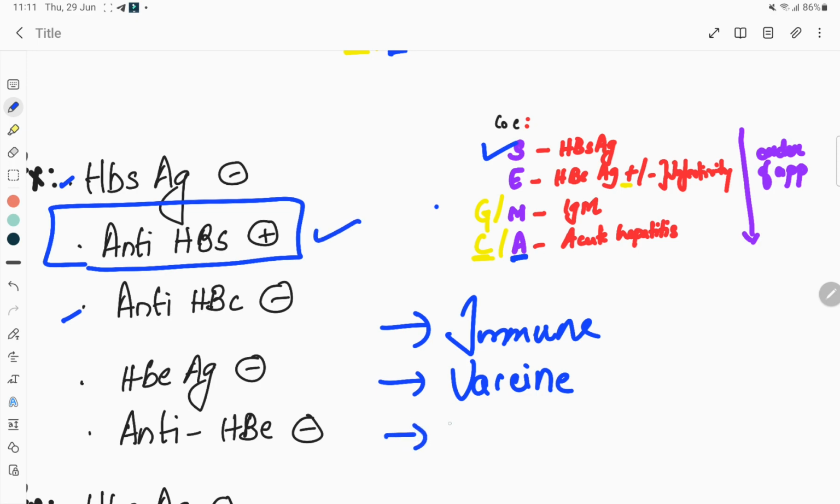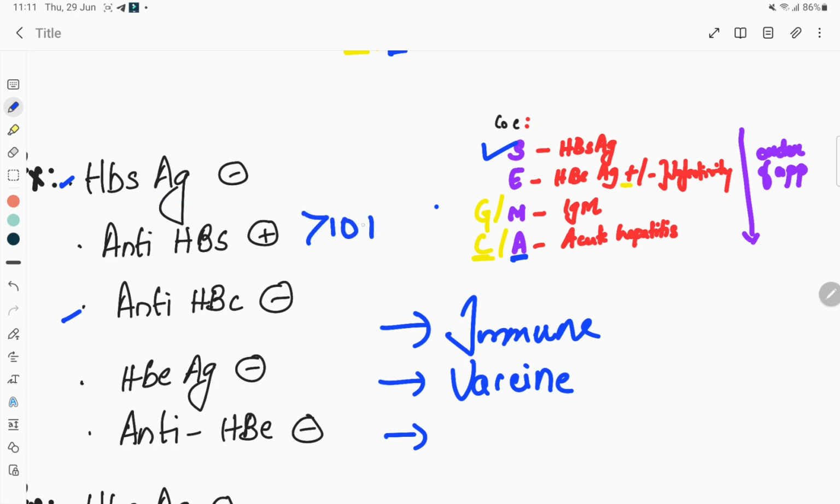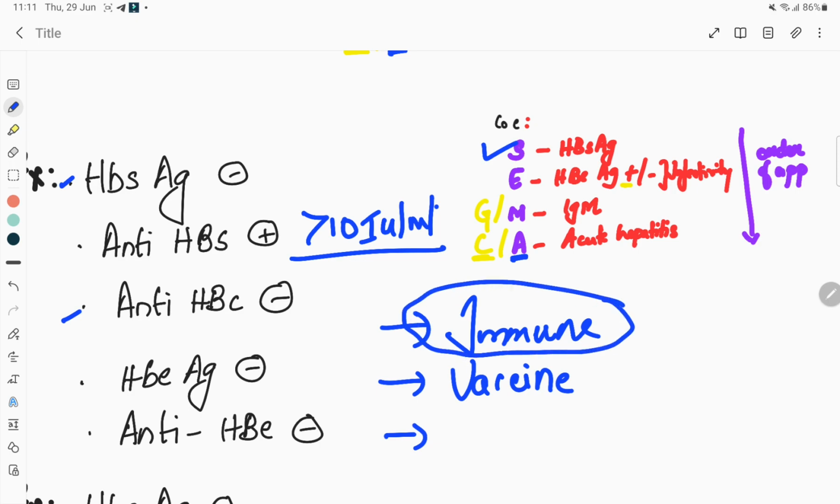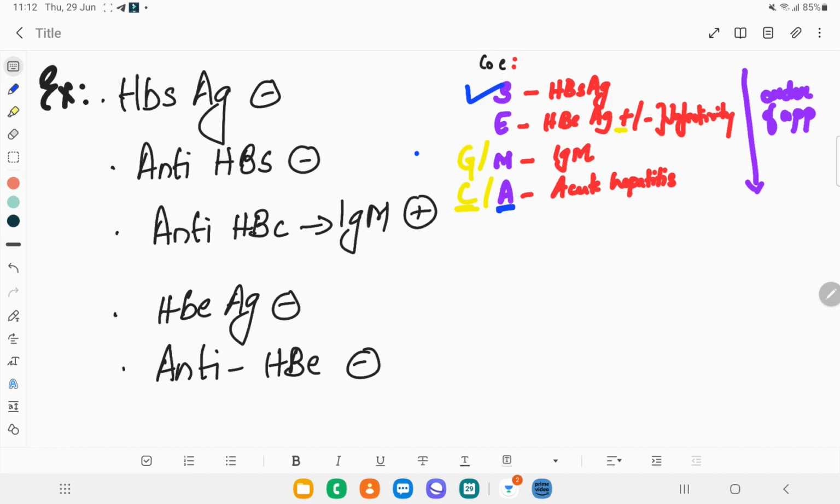And you should know that the normal value of anti-HBs is more than 10 international units per ml. Actually, see, 10 is the lower limit. It should be at least more than 10. It comes in the range of thousands. This one you should know. All right. So if you see only anti-HBs in the lab report, it means that the patient is immune. Okay. Let's go to the last scenario.